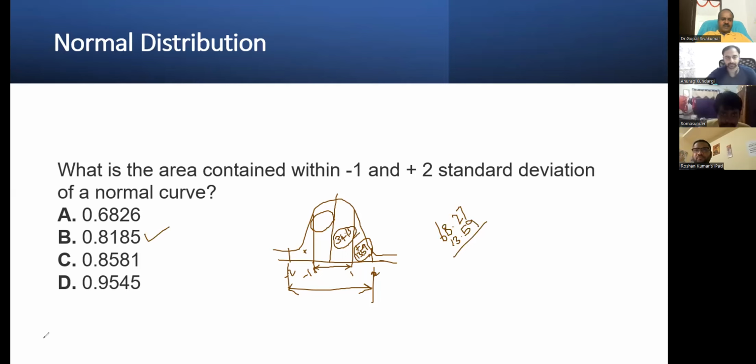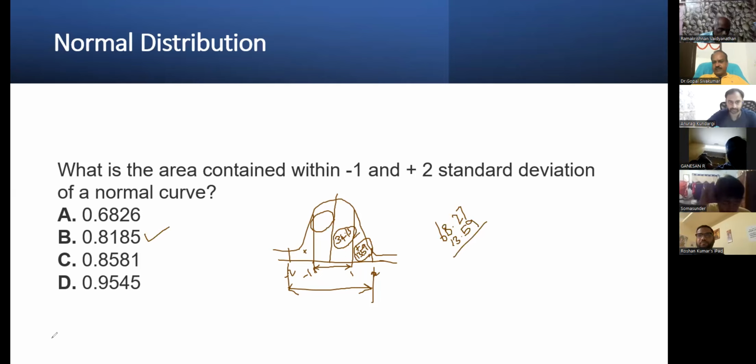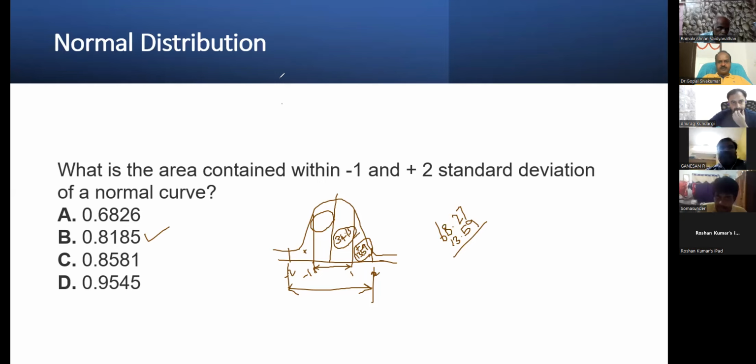All of you understood the logic here? See, finding the answer is not important. Understanding the logic is important, so that in future you can handle any situation, right? Hope it is clear. Okay, done. So we move on to the next question.